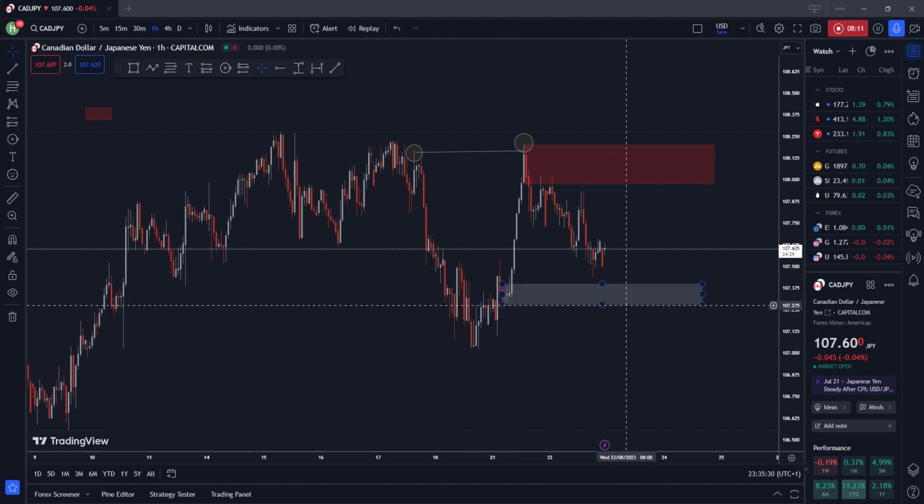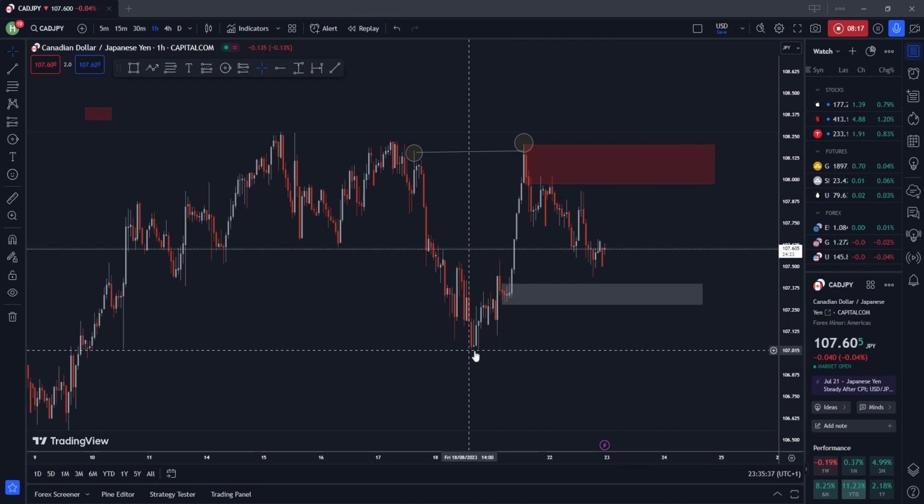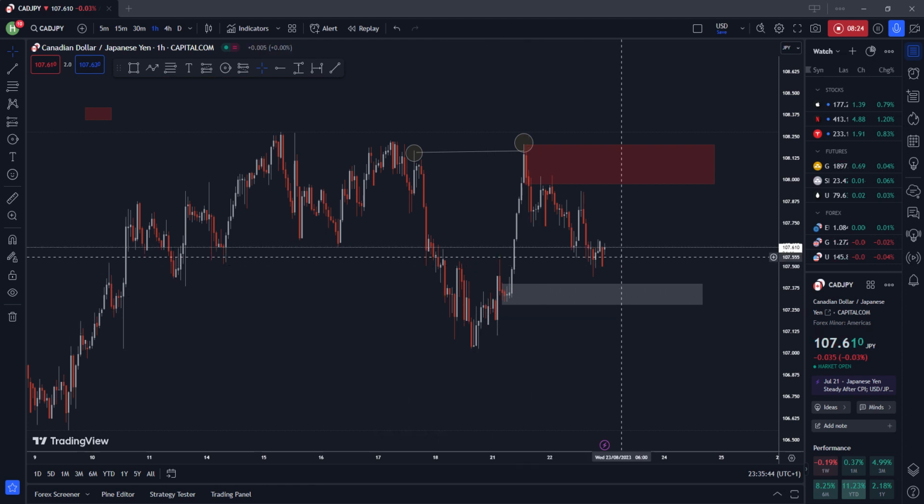But if the price does not hold, we will wait to see if the price holds this zone, and if it doesn't hold this either, then we'll see if we get a change of character, and then we can look for some sells. But the overall trend is bullish, so we want to trade with the trend.